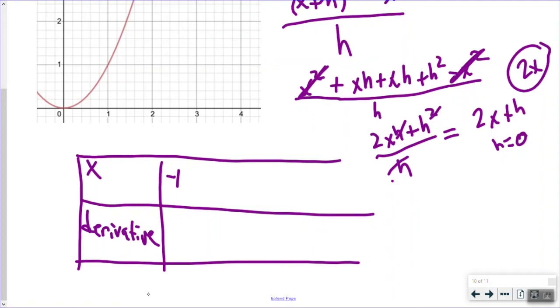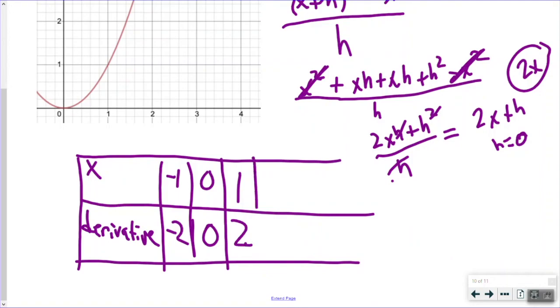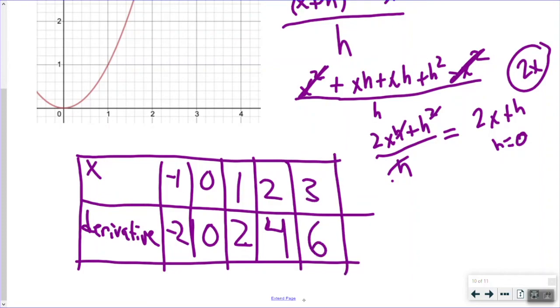So hey, when x is -1, what is my gradient? If my equation is 2x, what's my gradient? Negative 2. Yes. What if it's 0? Zero. Yes. What if it's 1? It is 2. Yes. What if it's 2? 4. Yes. 3? Makes sense? All you're doing is this.